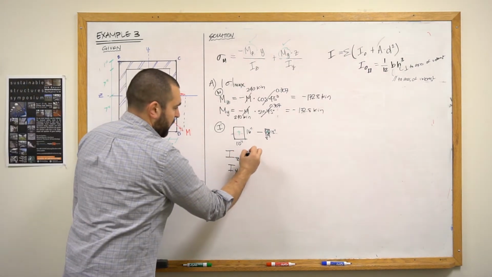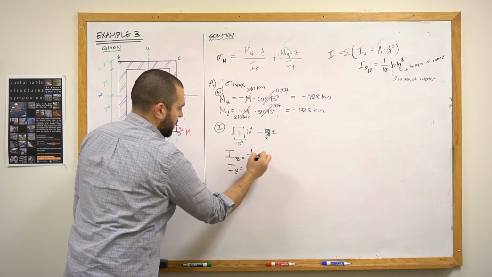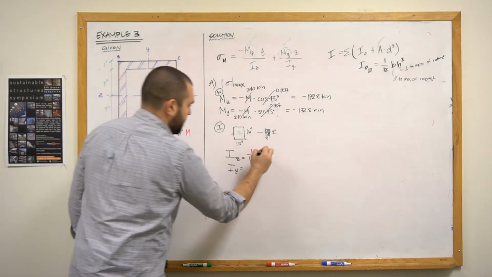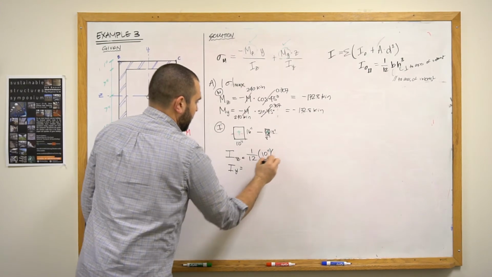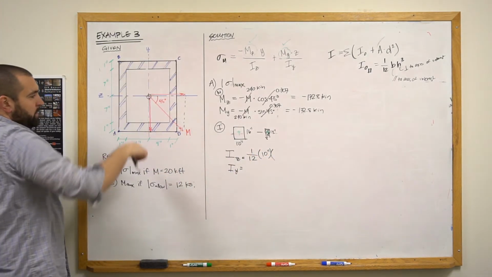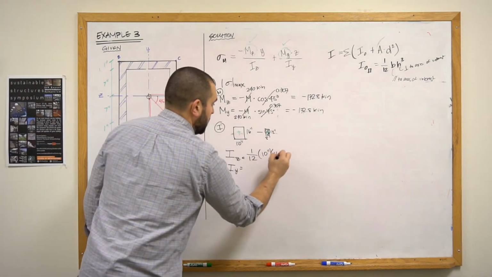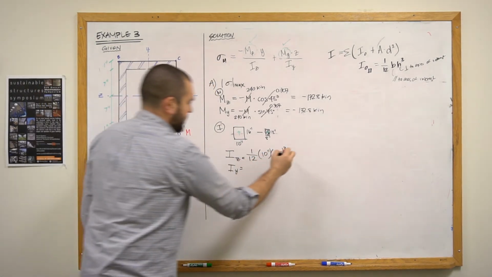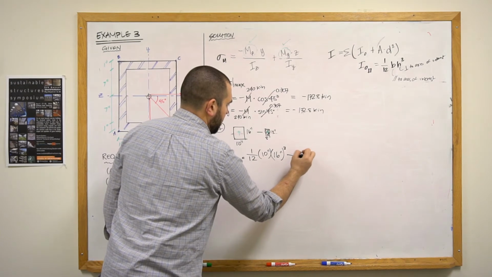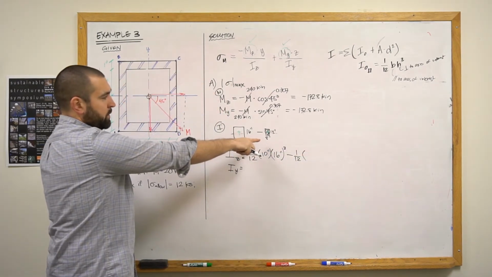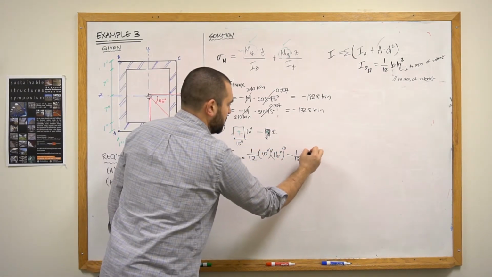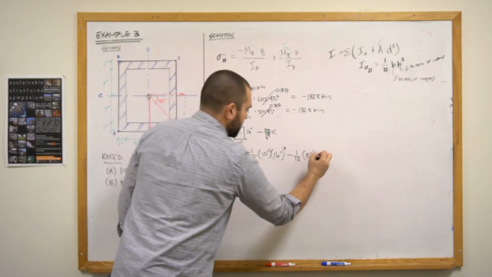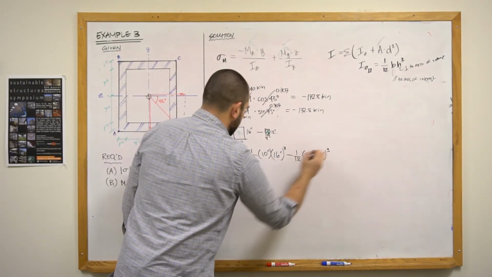So let's just write that out. It'll be the positive 1/12 times the b of 10 inches times an h of 16 inches, and that height's going to be cubed. Now minus 1/12 the base of the negative space, which is 8 inches, times the height of the negative space, which is 14 inches, that quantity cubed.